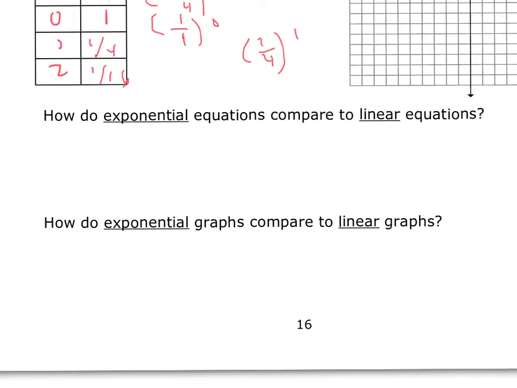Okay, so the last thing that I need you to write down are these two things. How do exponential equations compare to linear equations? Well, exponential equations have variables for exponents, and linear equations do not have variables for exponents.